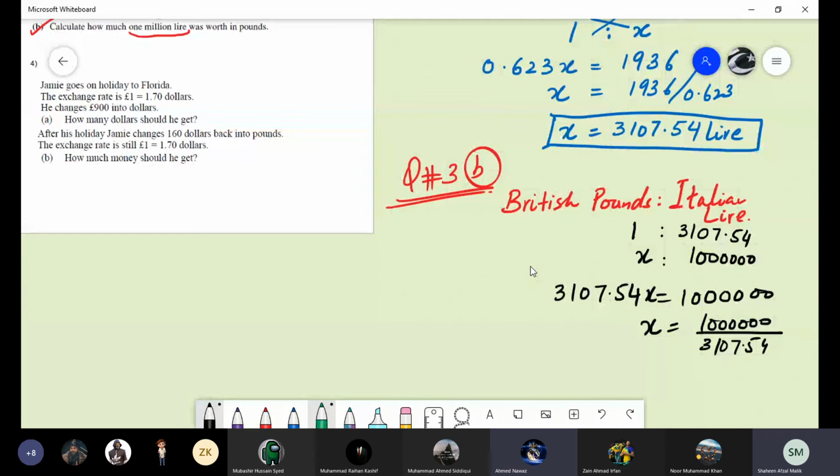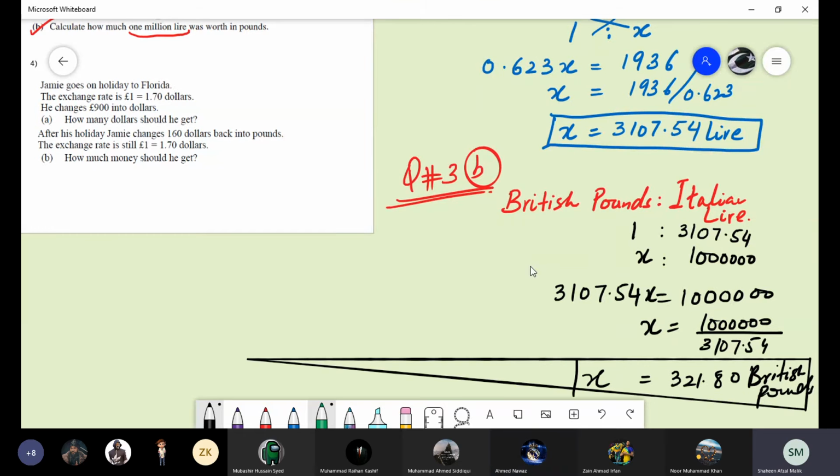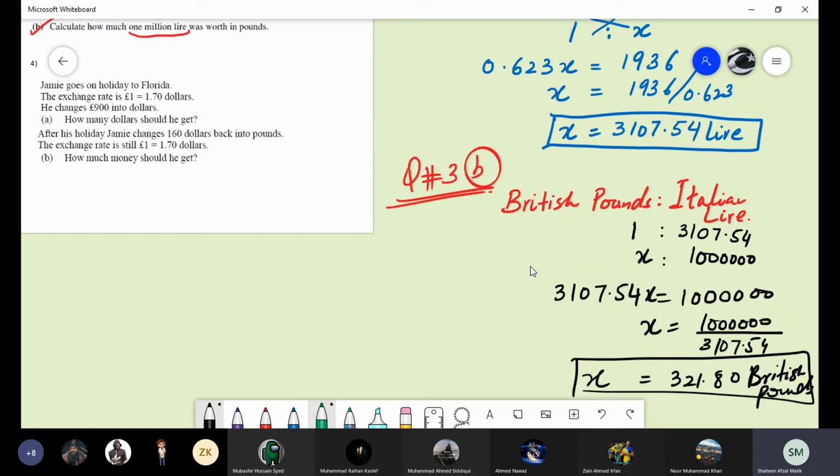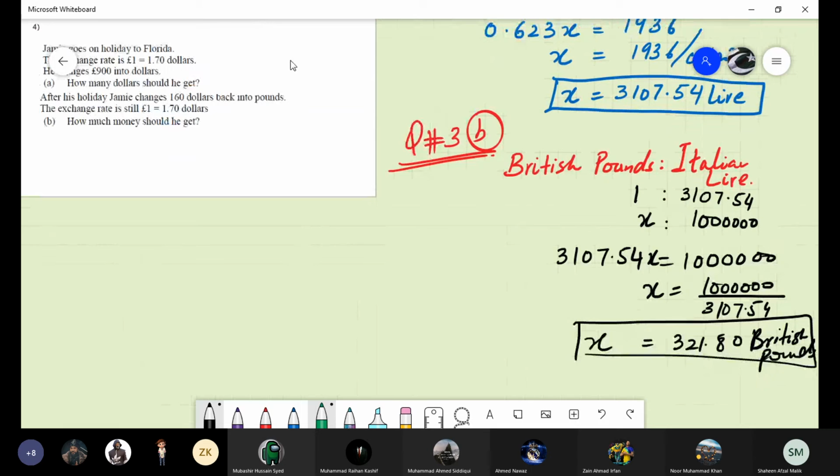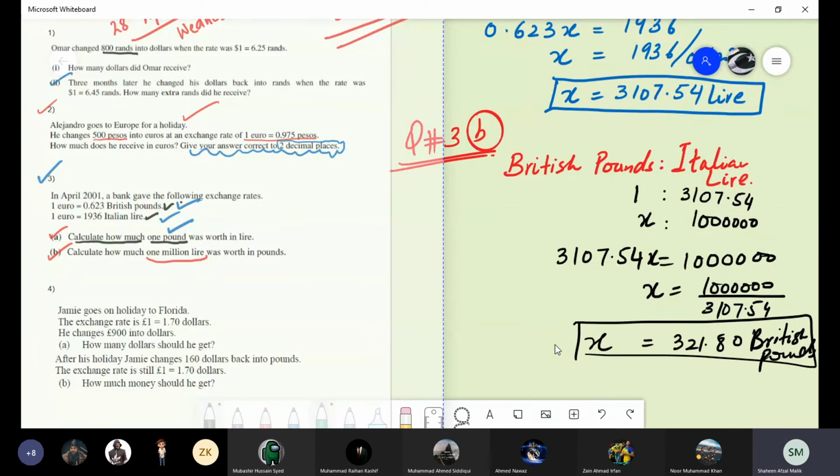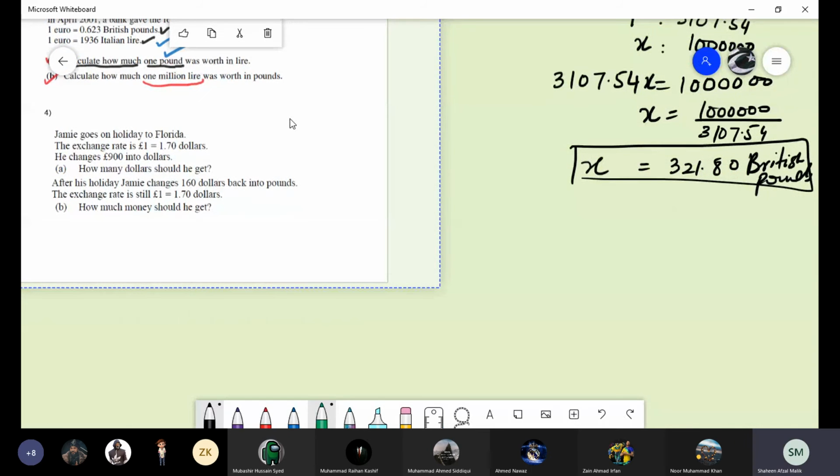British pounds. Thank you so much. This is the answer for the last question. Then there is one last question, question number 4. Yes, Abdul Rafi, start with question 4a. Quickly we can discuss because we have only 2 minutes left.